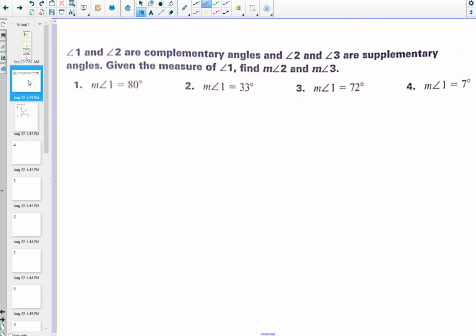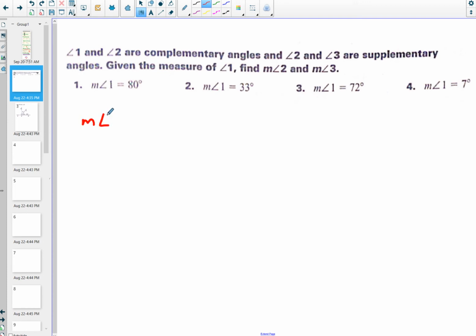Angles 1 and 2 are complementary angles. Angles 2 and 3 are supplementary angles. Given the measure of angle 1, find 2 and 3. Okay? So let's see. There's 4 different problems here we're going to work out.